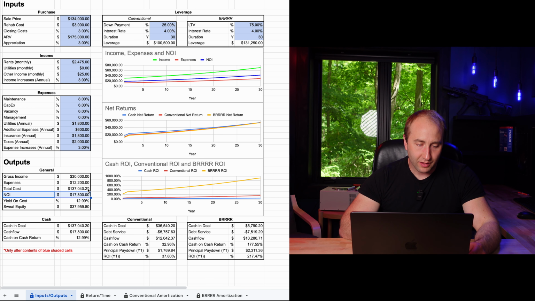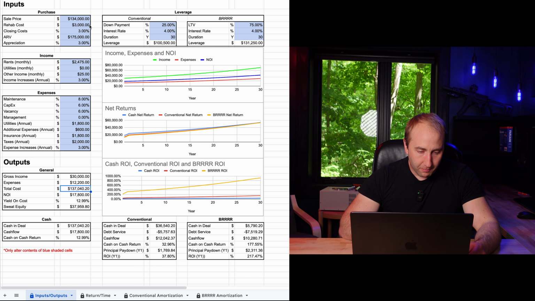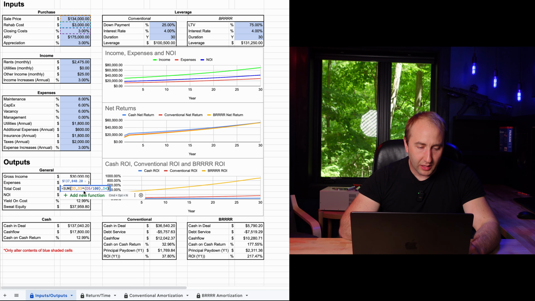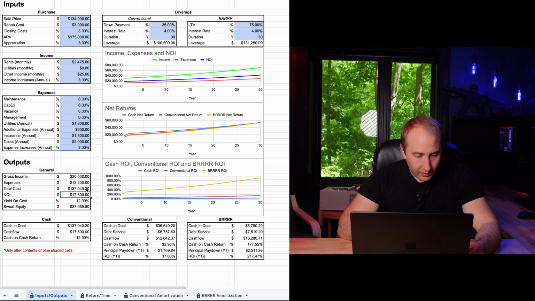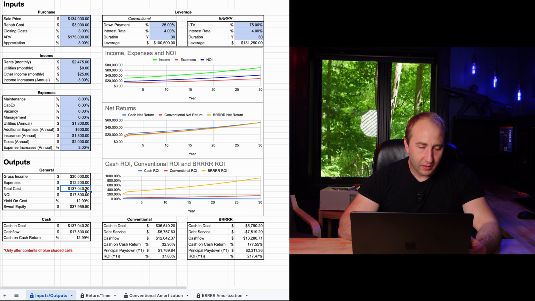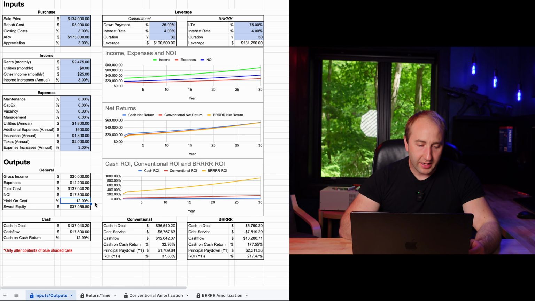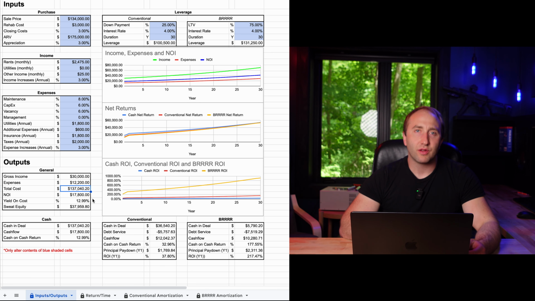The total cost of the property, which would be the purchase price plus the cost to fix it up, and you'd have your closing costs in there as well. That's what you have into it. So this number here is your yield on cost. It's just your net operating income divided by the total cost. So you can see without leverage, how is this deal performing?